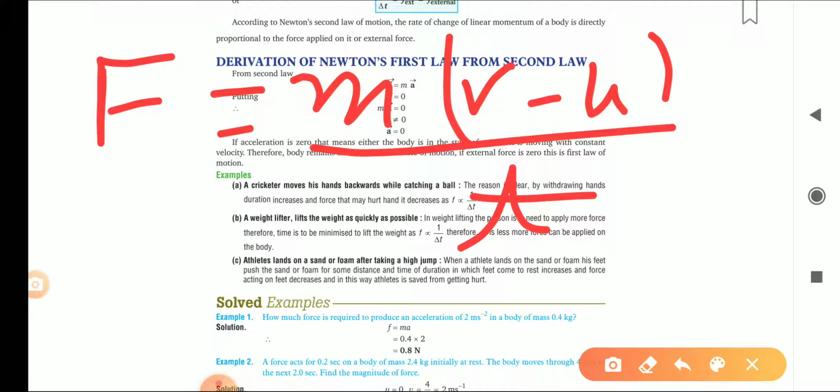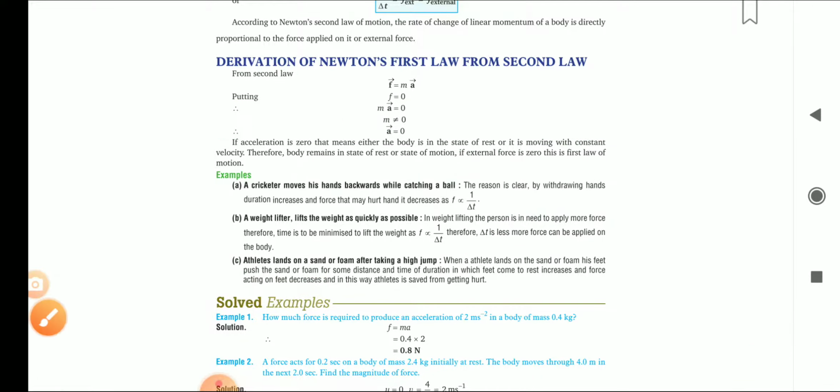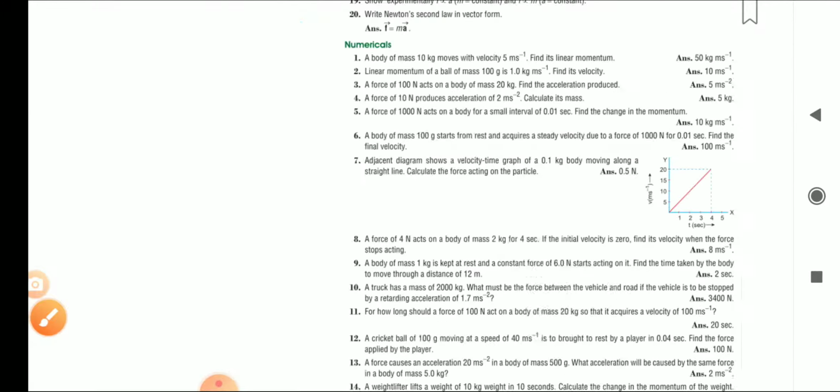A weightlifter lifts the weight as quickly as possible. An athlete lands on sand or foam after taking a high jump. So these are simple examples of that one.